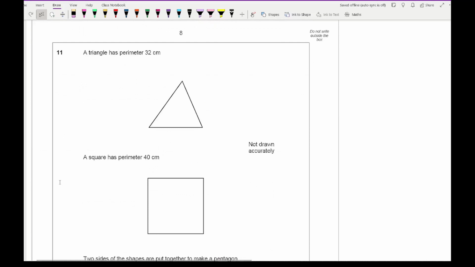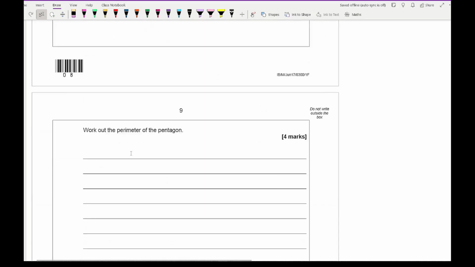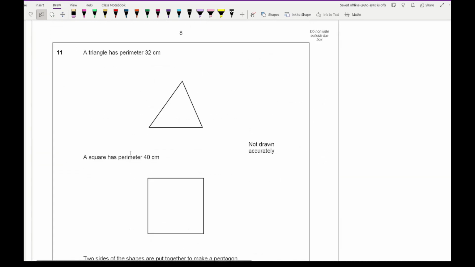Moving on to question 11, it says the triangle has a perimeter of 32 centimeters. The square has a perimeter of 40 centimeters. The two shapes are put together to make a pentagon. The question's asking to work out the perimeter of the pentagon. So looking at these two shapes, let's have a look at the square first. The perimeter is 40, so each side is going to be 40 divided by 4.